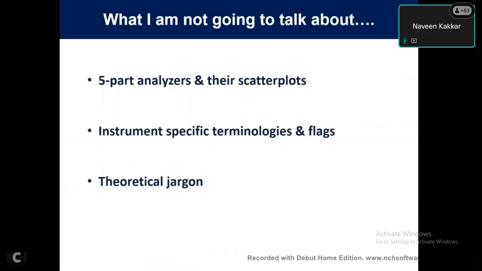What I'm not going to talk about is five-part analyzers and their scatter plots, instrument-specific terminologies and flags, and theoretical jargon that you'll find in books and other sources.